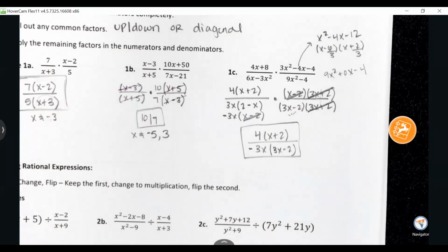You have to understand how to simplify. Sorry, if you don't understand how to factor and simplify, you need to get into IXL and you need to start practicing. Okay.